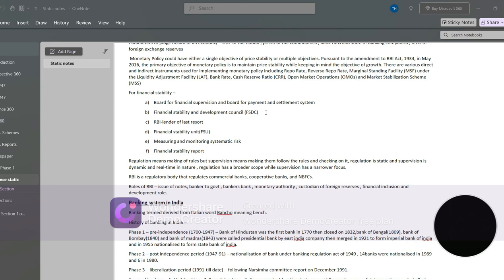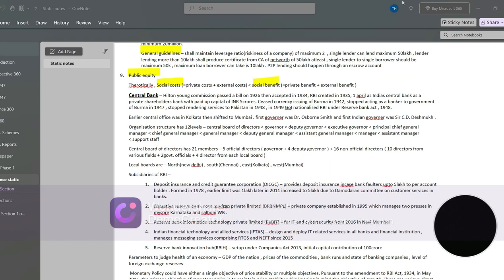And now also the other roles of RBI. The roles of RBI in general are issuing of notes, being the banker to the government, and being the banker to other banks. Also, it is the monetary authority, the custodian of foreign reserves, and has a financial inclusion and developmental role. All this. So this was it for the central bank.